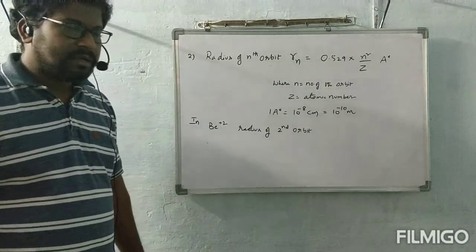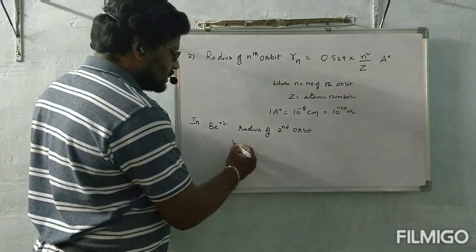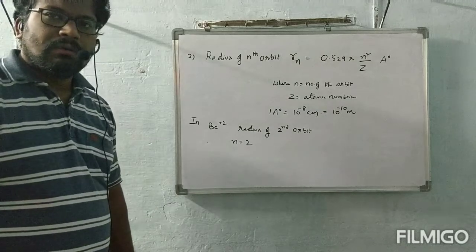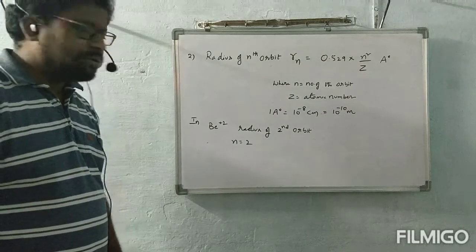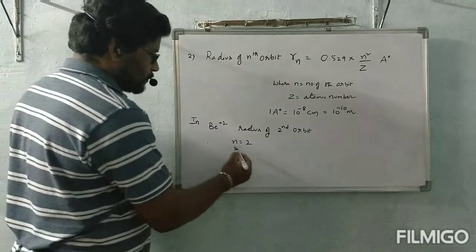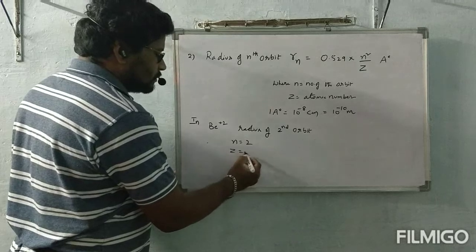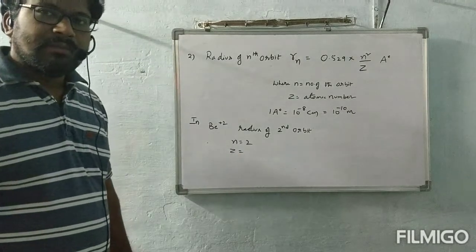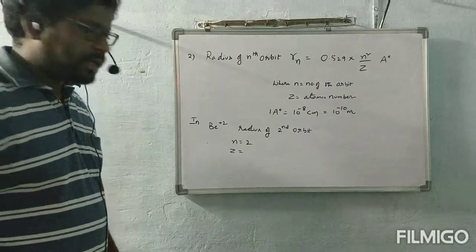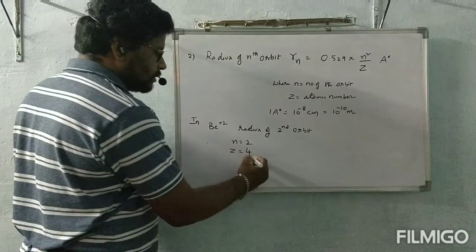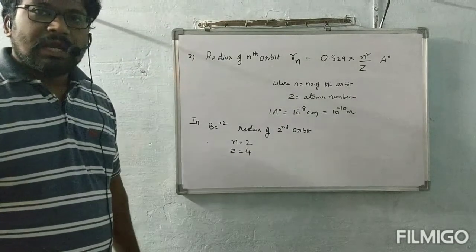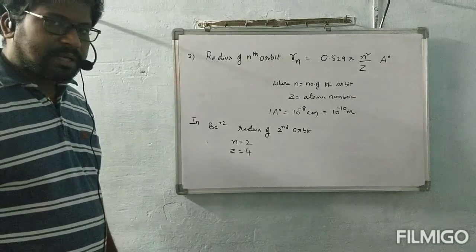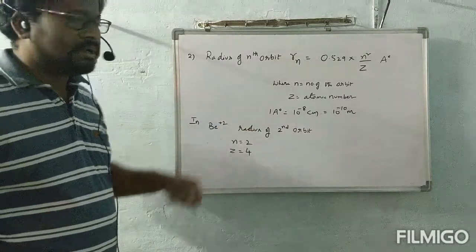What is the given data? n is equal to 2. Next, z is equal to the beryllium atomic number, which is 4. So z is equal to 4. n is equal to 2, z is equal to 4. Now substitute these values there.